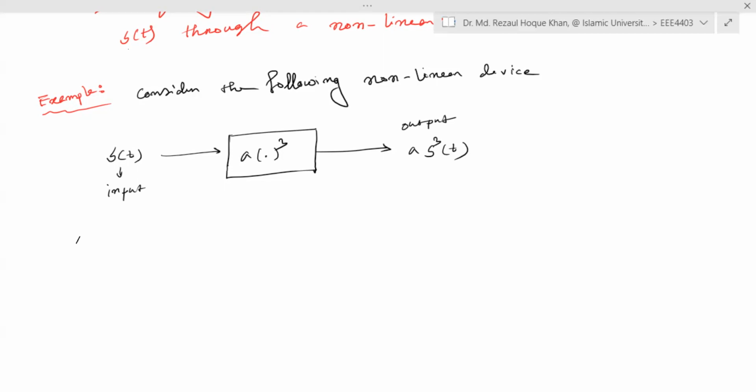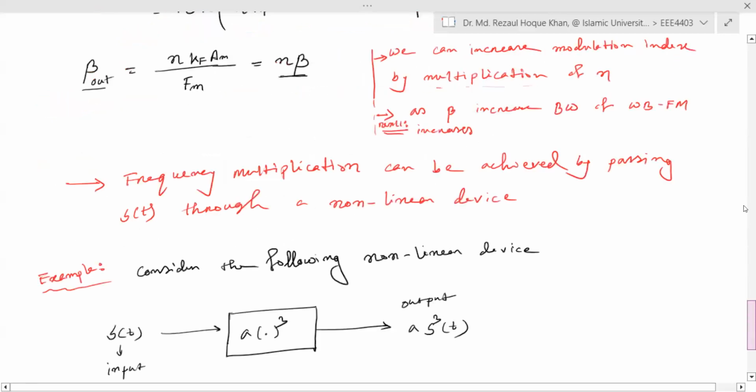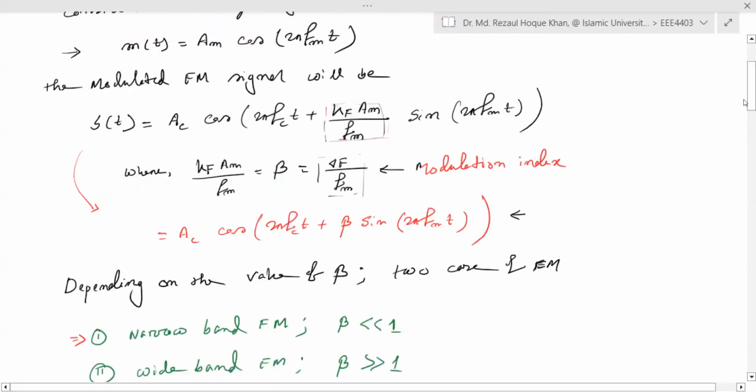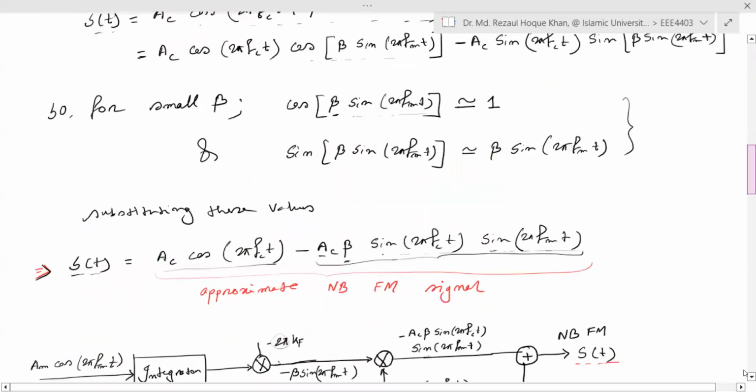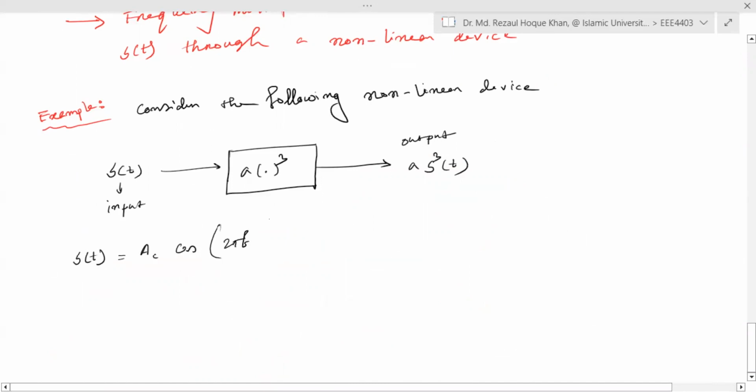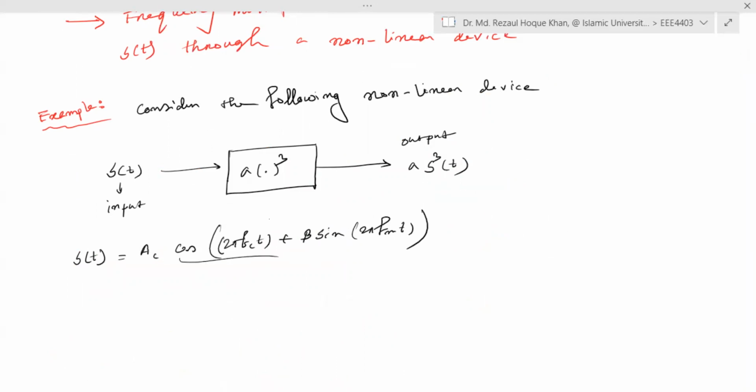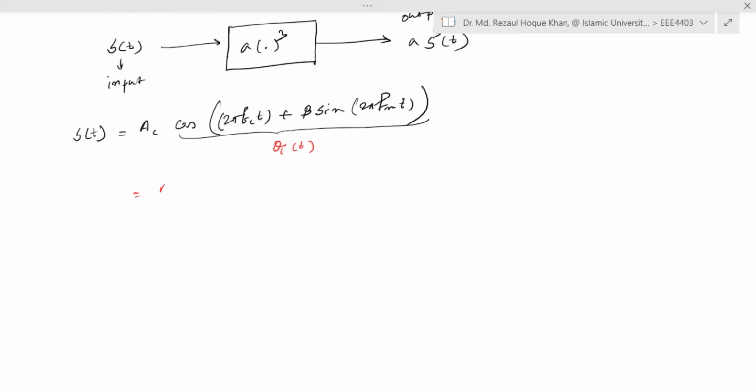Our s(t) signal was A_c cos(2 pi f_c t plus beta sin(2 pi f_m t)), that we wrote earlier. Let's give this amount a name, theta_i, which is actually the phase of this. So this signal becomes A_c cos(theta_i(t)).